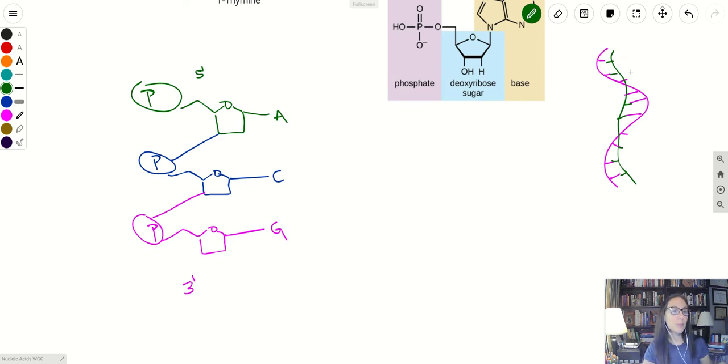Okay, so that's what a DNA looks like. It's a twisty ladder. It's got two sides. Right here, what I've drawn is just one side of the ladder. These nitrogenous bases represent the rungs of the ladder, but only half of the rung. So I'm going to go ahead and draw the complementary side right now.